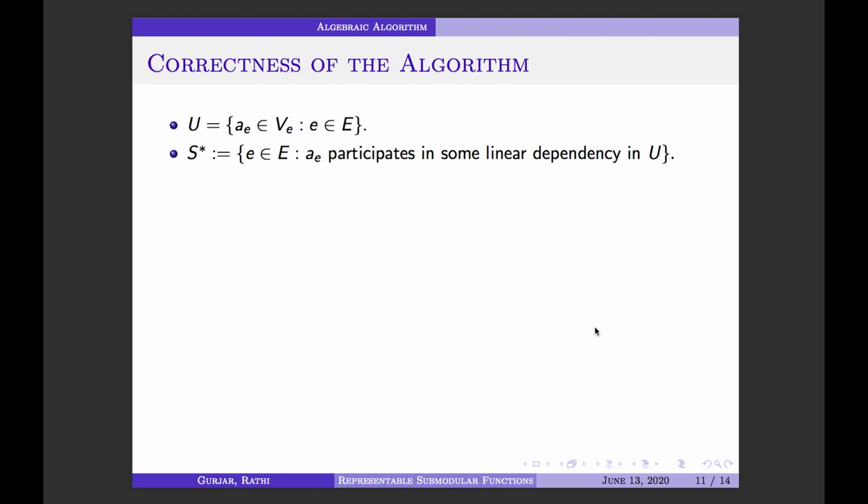Okay, so now let's prove the mentioned claim, which will imply the correctness of our algorithm. Just to remind, U is the set of vectors where we chose exactly one random vector from each subspace, and S star is a subset of the ground set corresponding to those vectors in U that participate in some linear dependency among vectors in U.